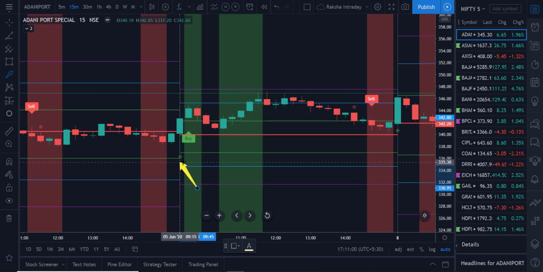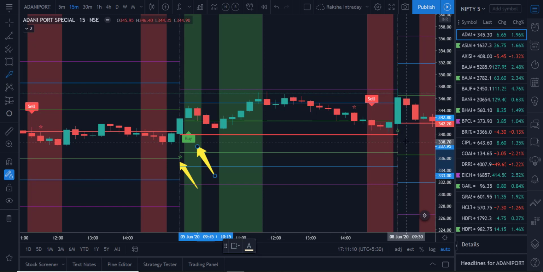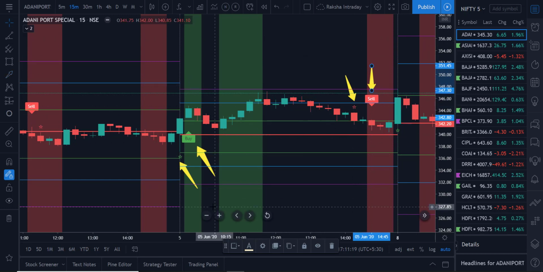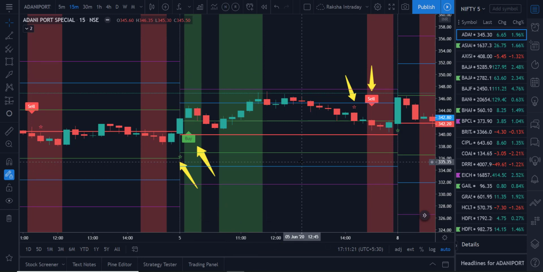The setup is a star and a buy label, or a star followed by a sell label. So this is the setup which you should consider very importantly. It's a significant setup here. A star followed by a buy label or a star followed by a sell label, for a buy and sell respectively.